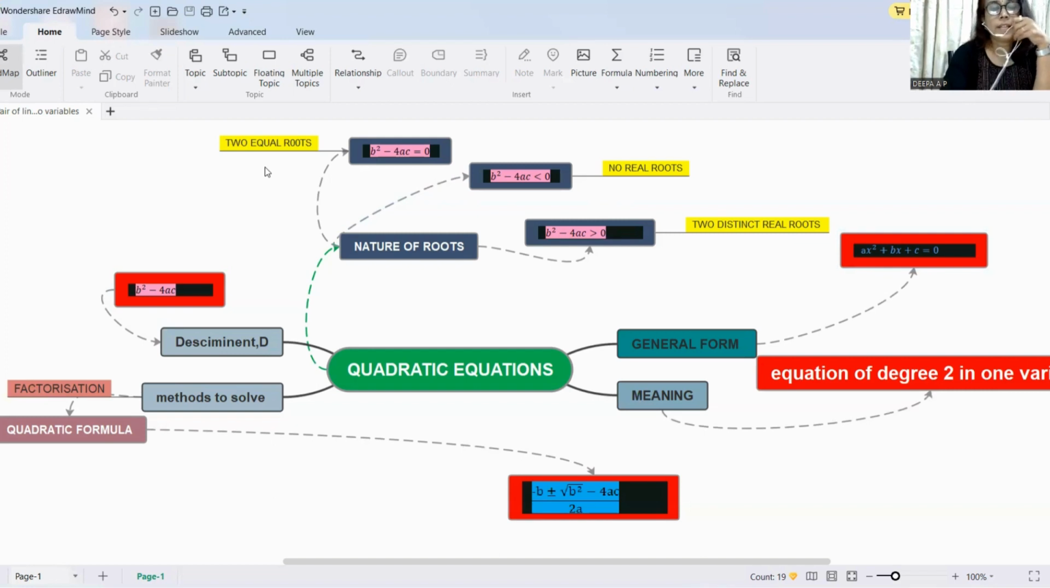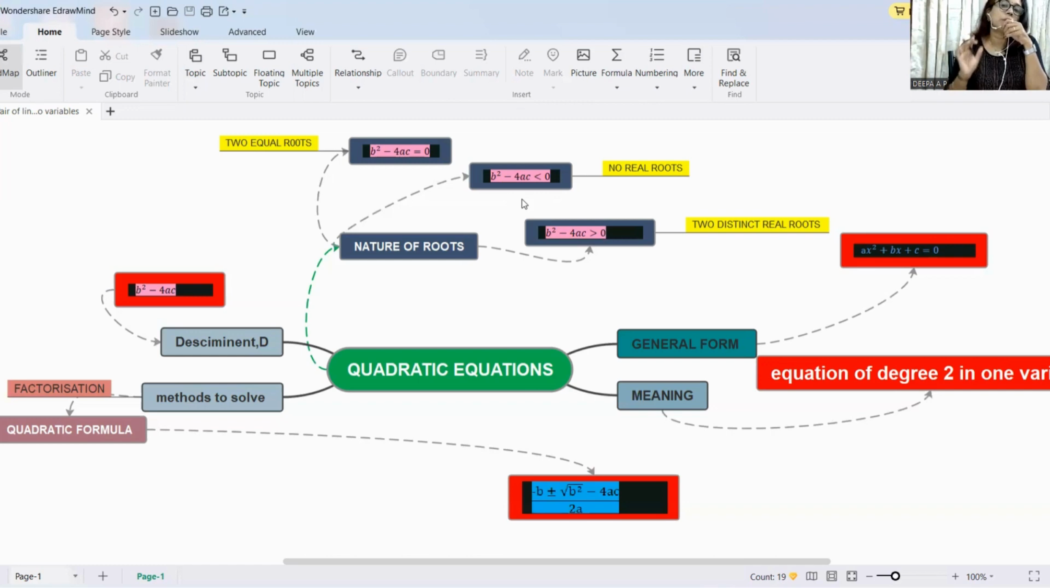Do you understand? Then two equal roots. Okay. If b square minus 4ac is less than 0, that is, if it is a negative number, after calculating b square minus 4ac it is some negative number, sometimes negative 4, negative 5, negative 126, something like that. So it will not have any real root.